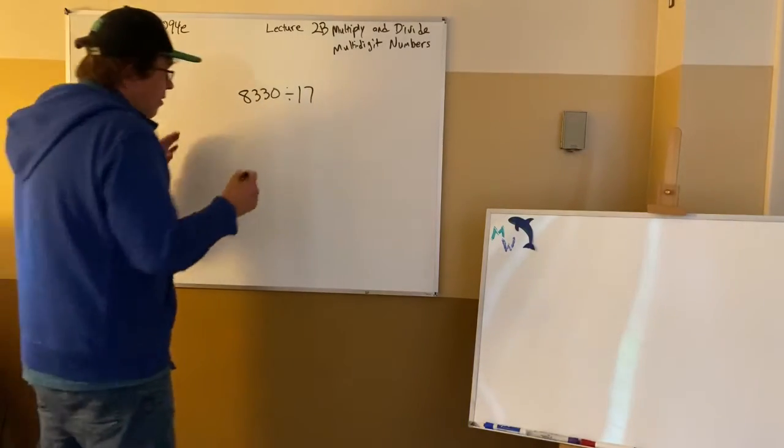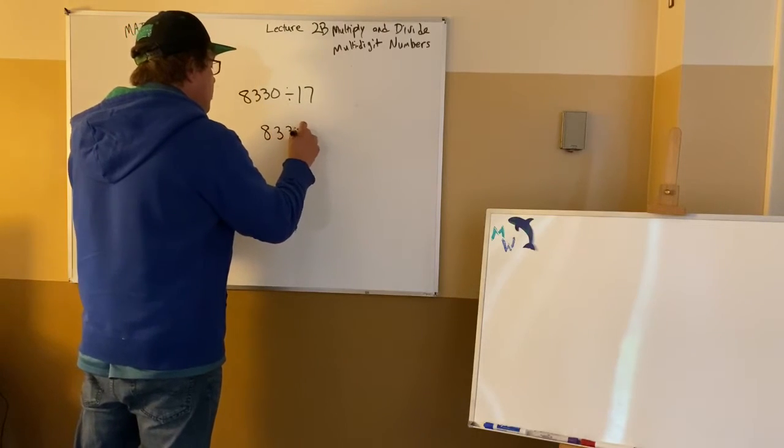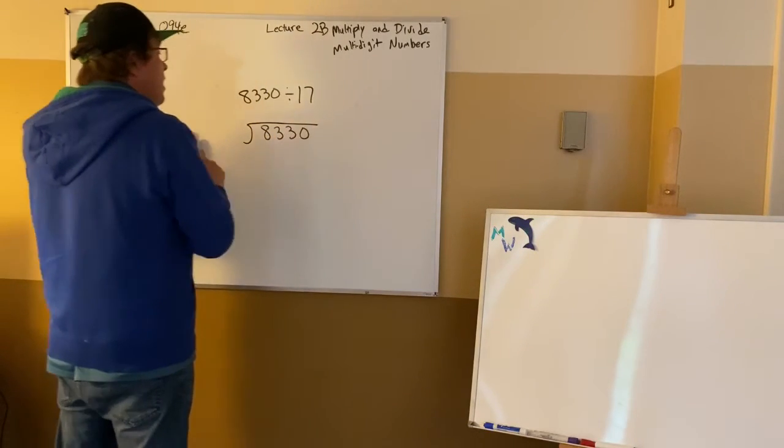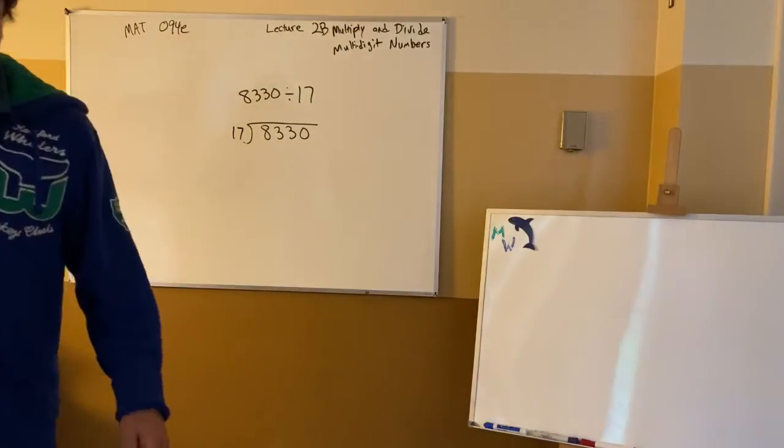Okay, how does that look? Not great for what we have to do right now. I want to take my 8,330, put that under the fraction bar, and in front of it I want to put 17. And here's how I do it.